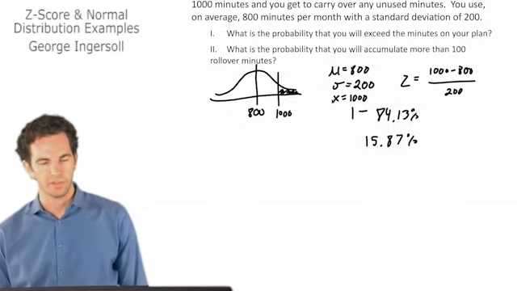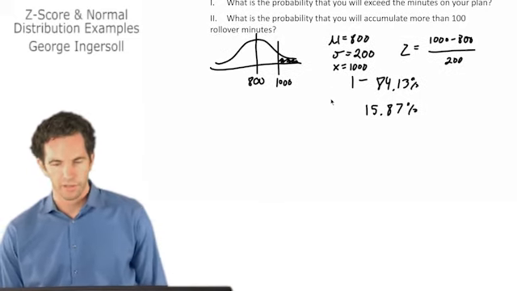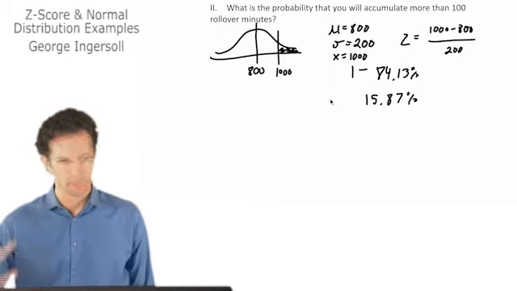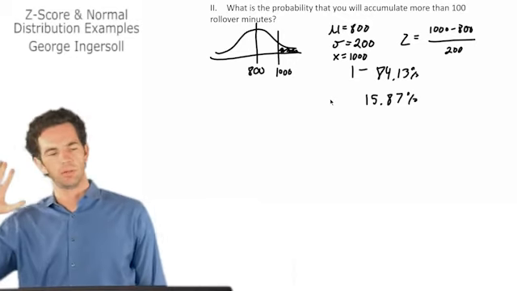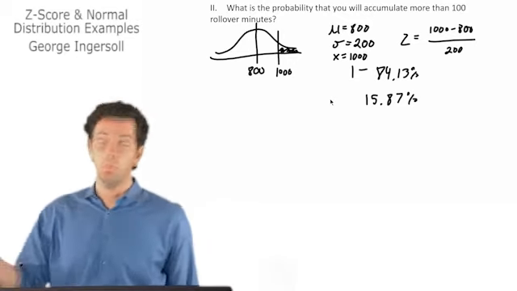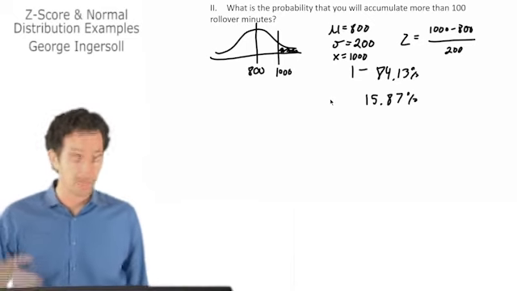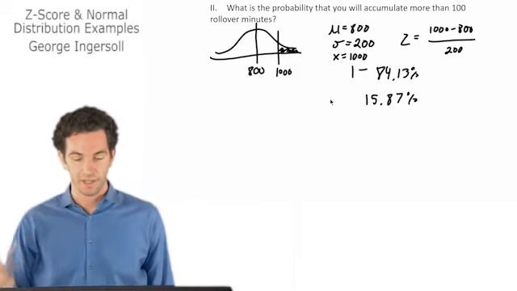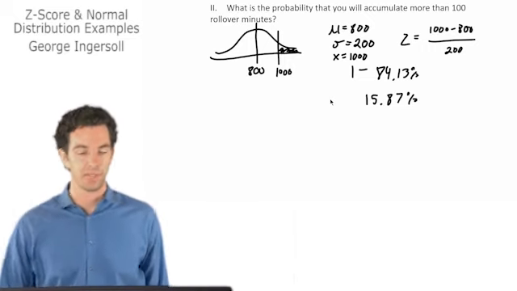All right. So let's start in on number 2. What is the probability that you will accumulate more than 100 rollover minutes? All right. Think about that for a moment. We want to know the probability that we will accumulate more than 100 rollover minutes. Now, we get exactly 100 rollover minutes if we use 900 minutes, because the plan gives us 1,000.